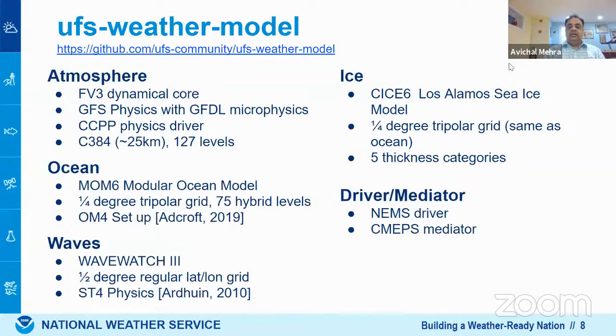For ice, we recently switched to CICE6, which comes from Los Alamos. It's part of the CICE consortium. Quarter degree, it's using the same grid as the ocean, and we're using 5 thickness categories. The driver is NEMS, and the mediator is CMEPS.